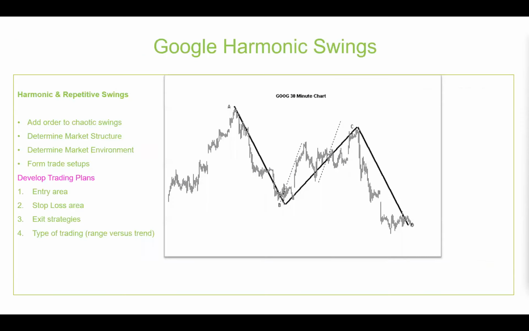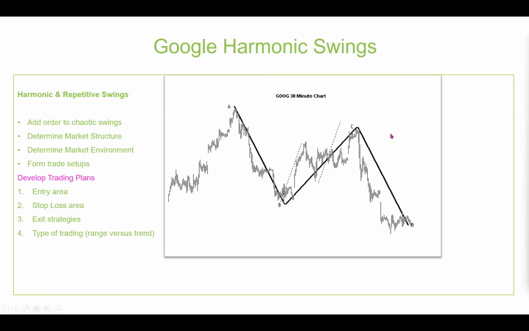So an example on this Google chart of harmonics, we can see that we have this large swing to the downside. There's a retracement leg, and then another swing of about equal size to the downside. And within this larger retracement swing, we can see some smaller swings also. So this is forming what's called the ABCD pattern. And even the one in the dashed line is also an ABCD pattern as well.